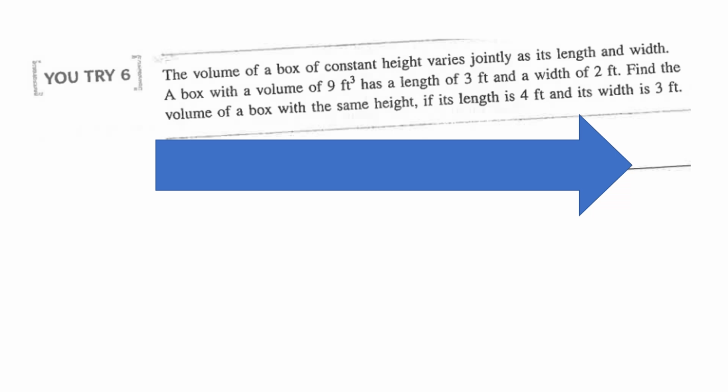Here's the Utry for the same concept. The volume of a box of constant height varies jointly as its length and width. A box with a volume of 9 cubic feet has a length of 3 and a width of 2. Find the volume of a box with the same height if its length is 4 feet and its width is 3 feet.